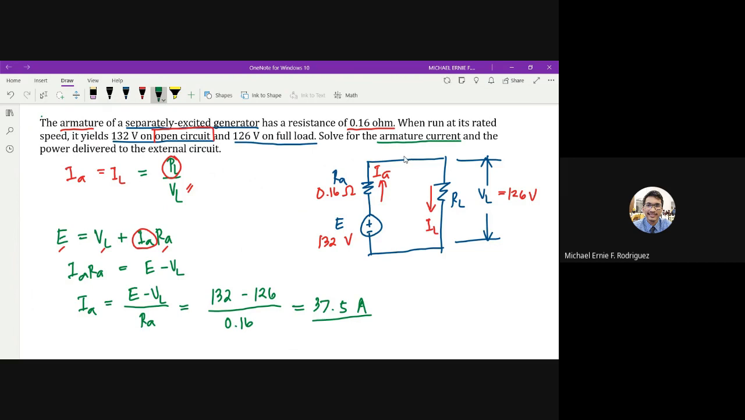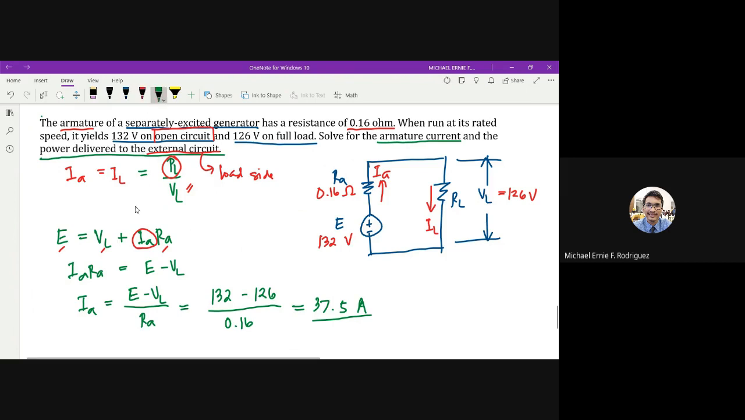We need to solve for the power delivered to the external circuit. So pag sinabi natin external circuit, doon yan sa load side. External circuit in here refers to the power doon sa load side. So, we refer to the load side kapag sinabi niya external circuit. So, we need to solve for the power delivered to the load side, yung sa load.